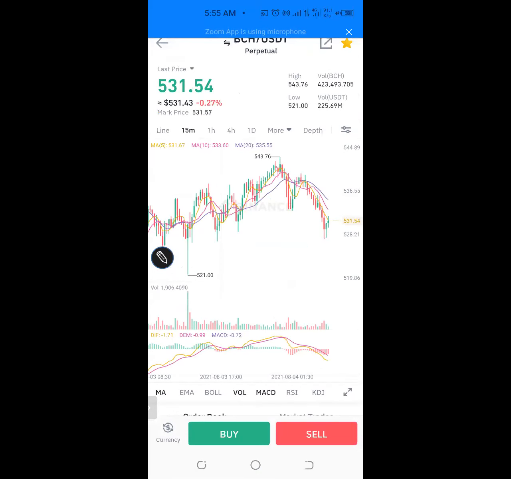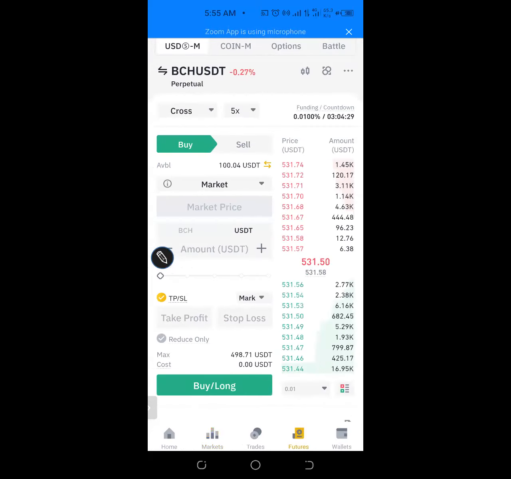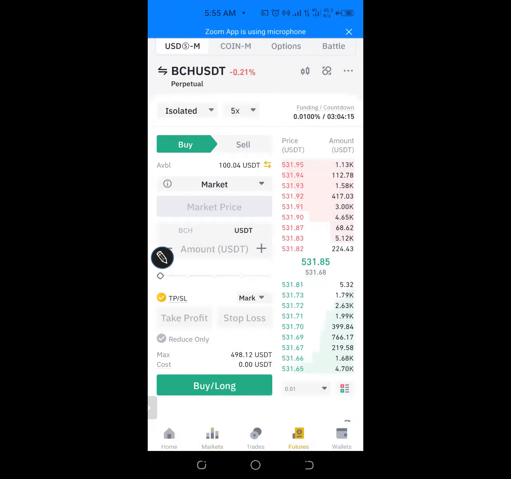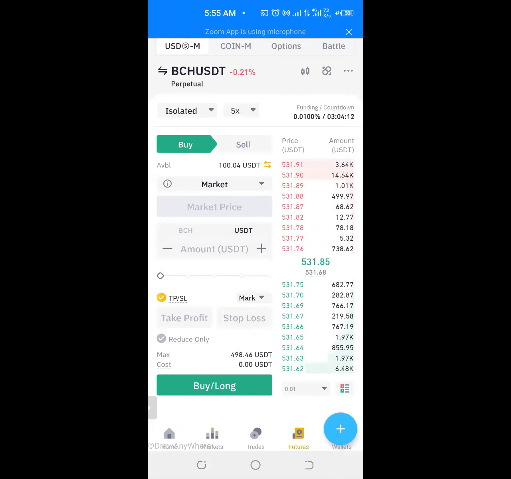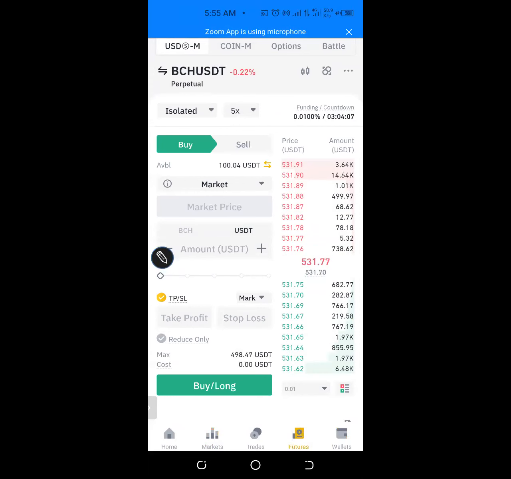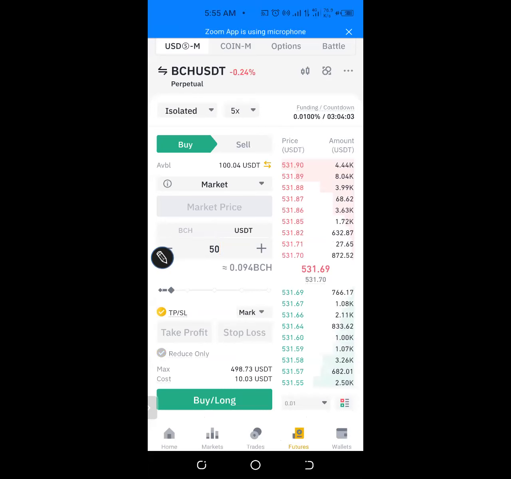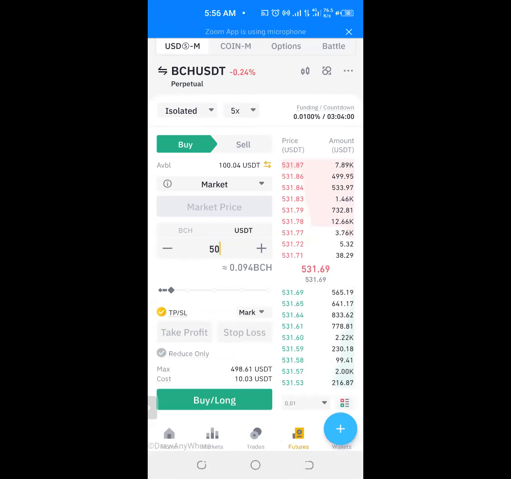What I'm going to do here is, if I want to buy, the first thing is my isolated margin. Isolated. Now I have my isolated margin. I want you people to look here. Look, it's 5x now. Now I'll put that I want to use $50. Then you people should look here. You are seeing the cost of the trade.